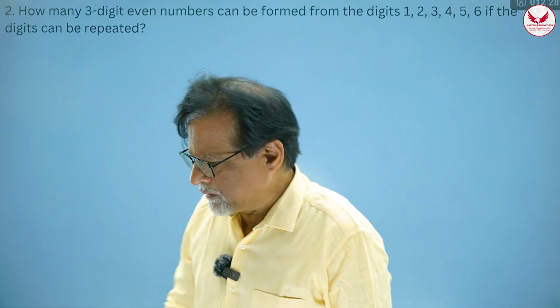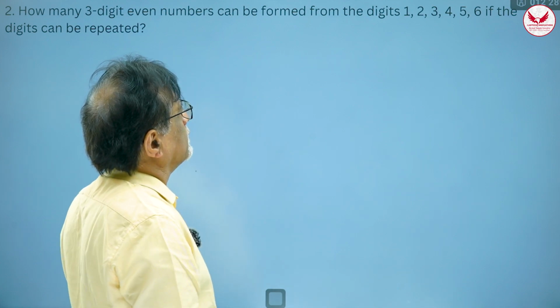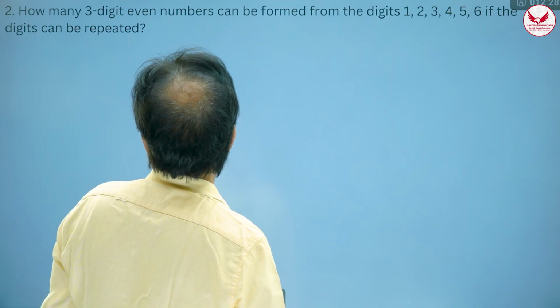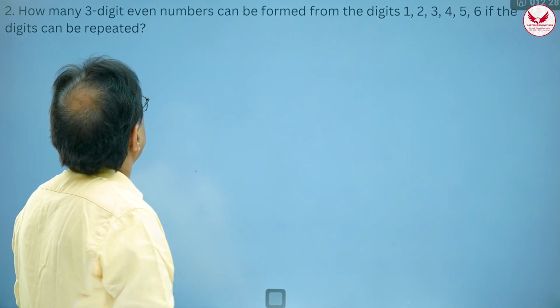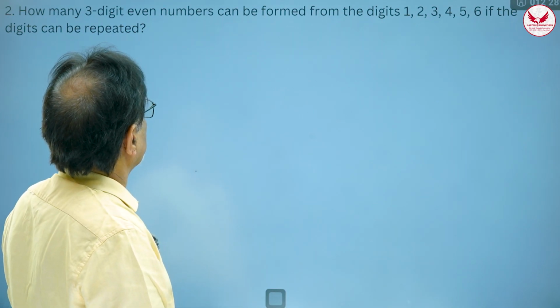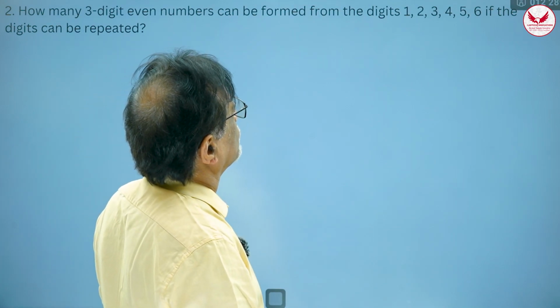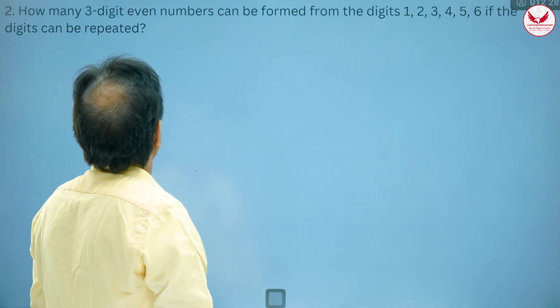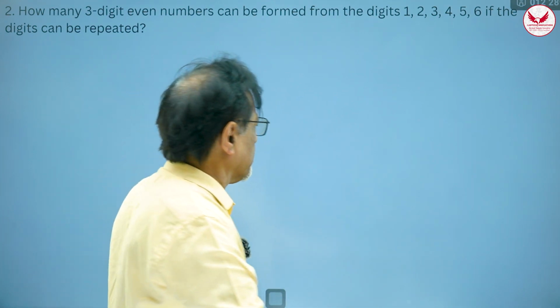Okay, friends. Now from the same exercise, 6.1 on permutation and combination, let us look at the second problem that they have asked. The second problem reads like this. How many 3-digit even numbers can be formed from the digits 1, 2, 3, 4, 5, 6 if the digits can be repeated? If the digits can be repeated, okay?